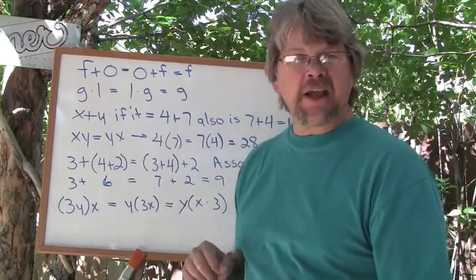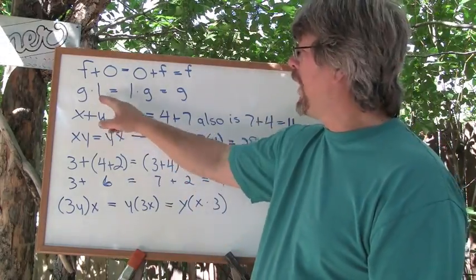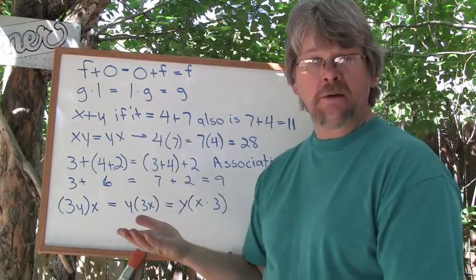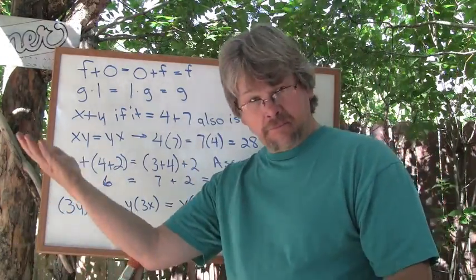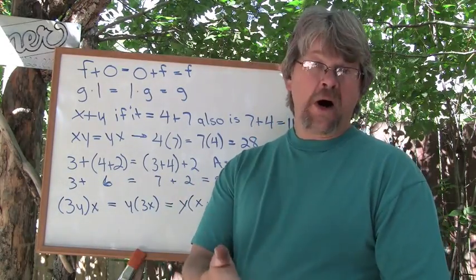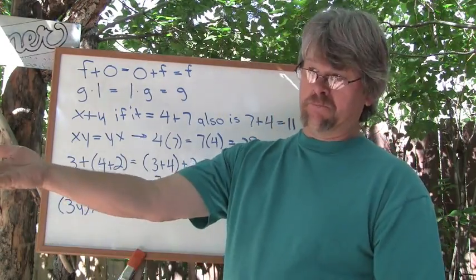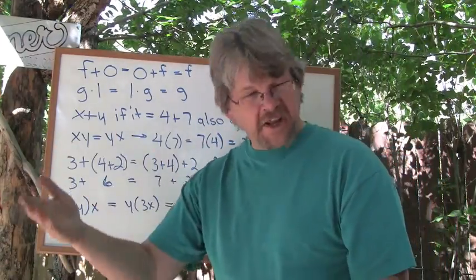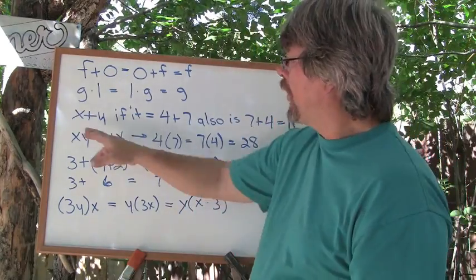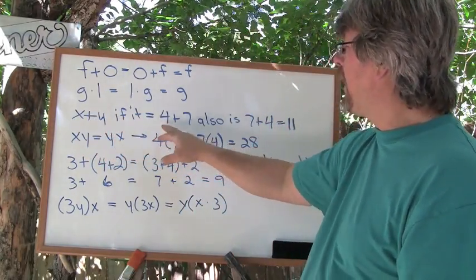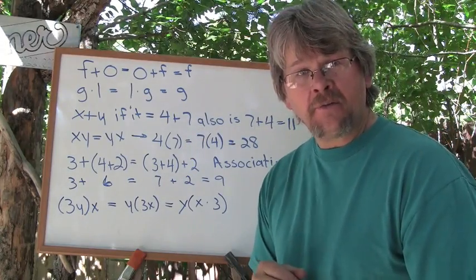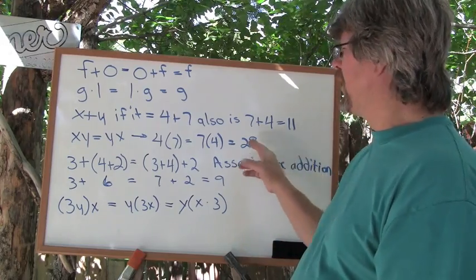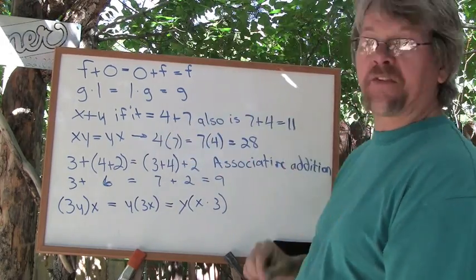Same thing with multiplication. G times 1 is the same thing as 1 times G. It simply equals that number, G. 3 times 1 is 3. Well, 1 times 3 is 3, right? 14 times 1 is 14. 1 times 14 is 14. This is the idea. So if x plus y equals 4 plus 7, then it's also true that it equals 7 plus 4, which is just 11. Either direction of adding gives us the same answer.